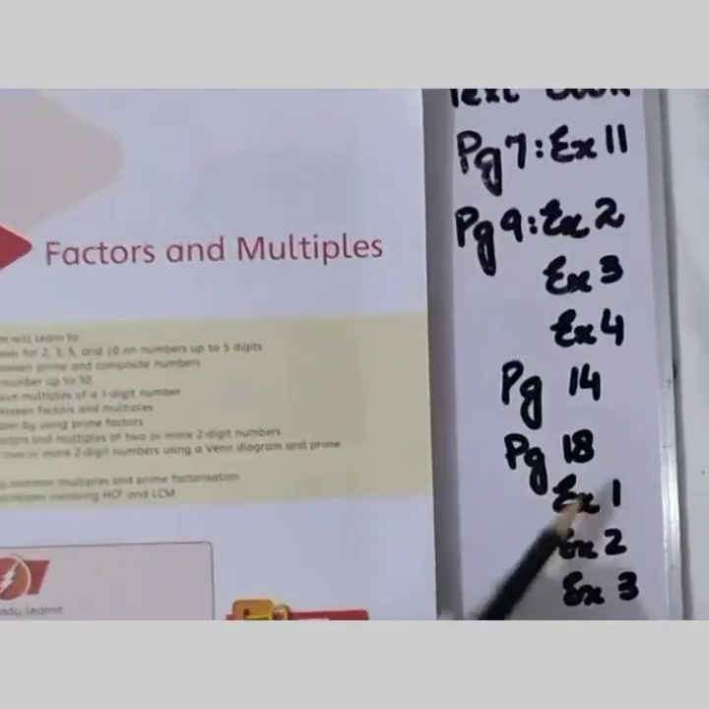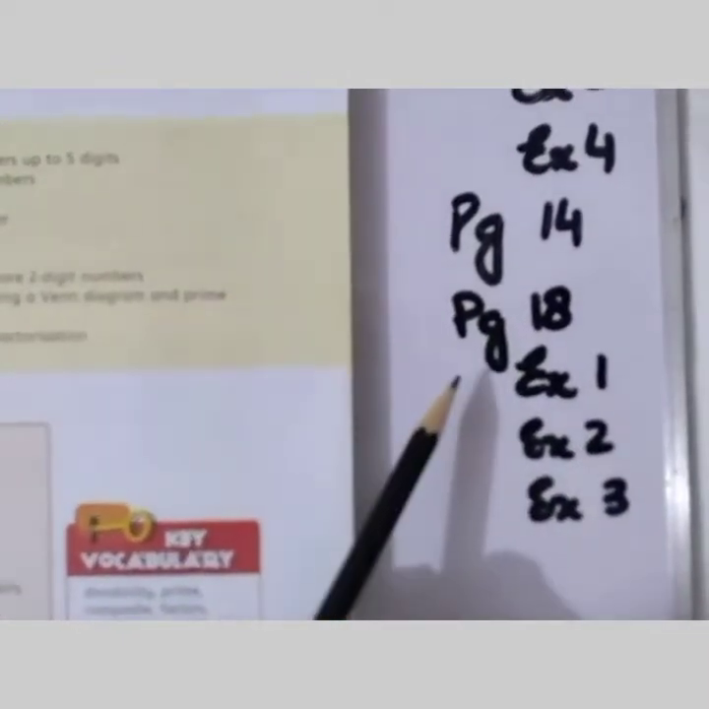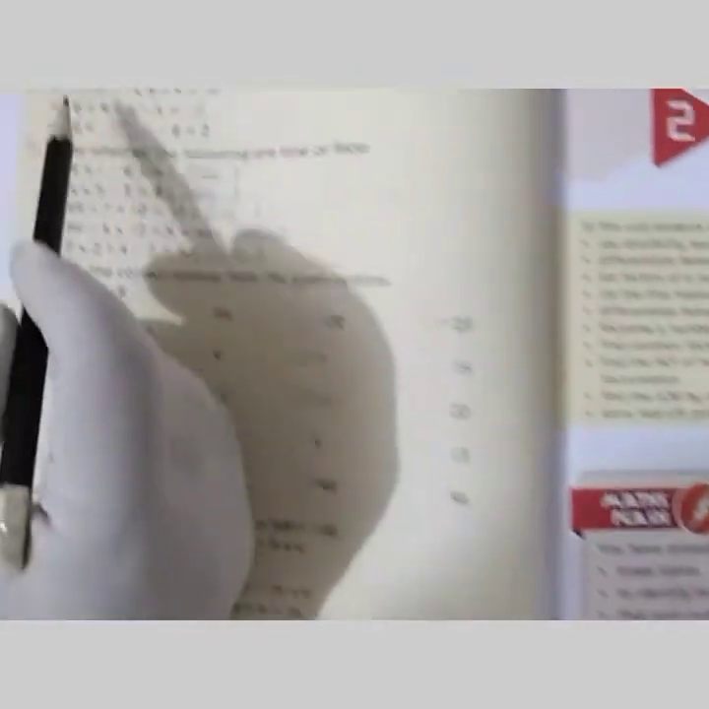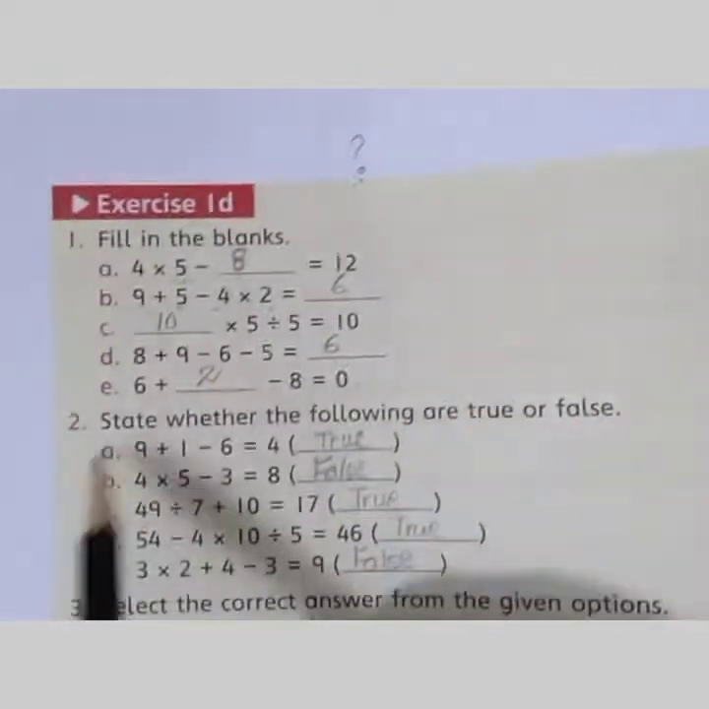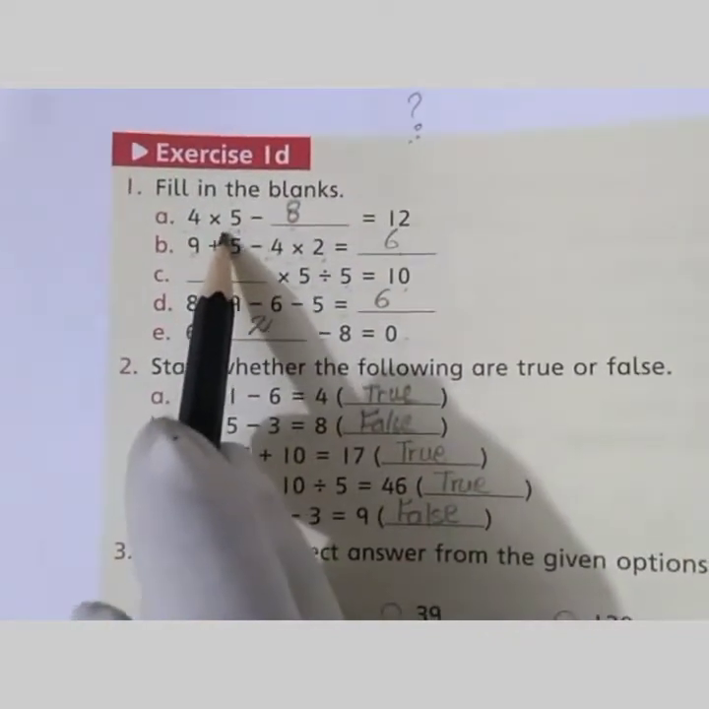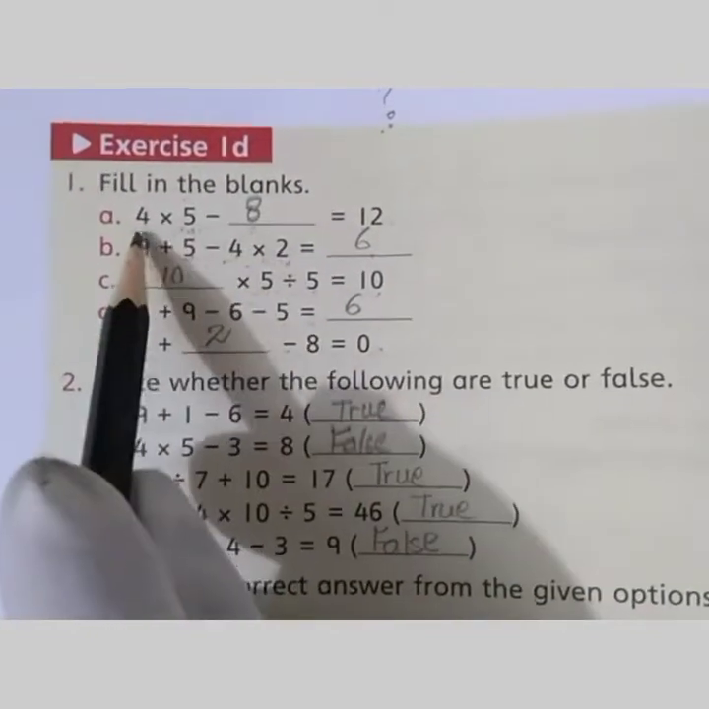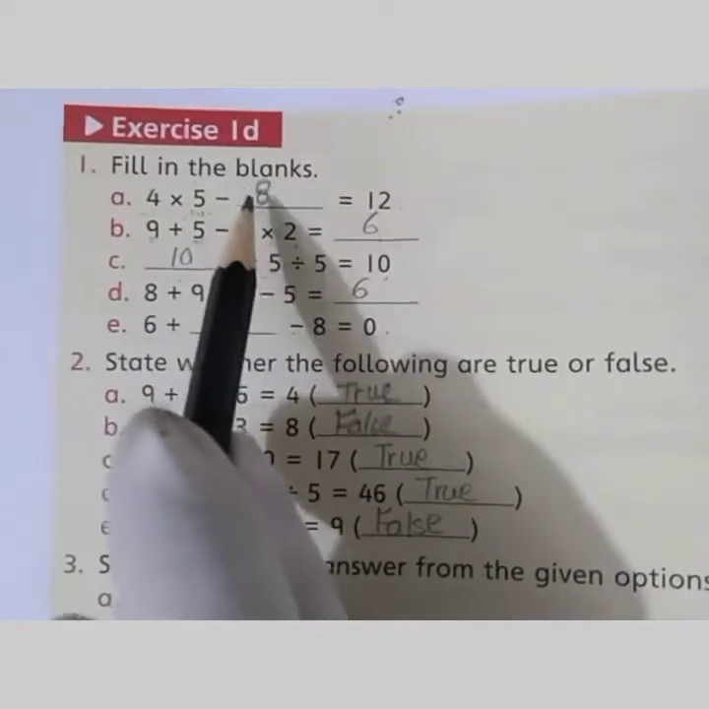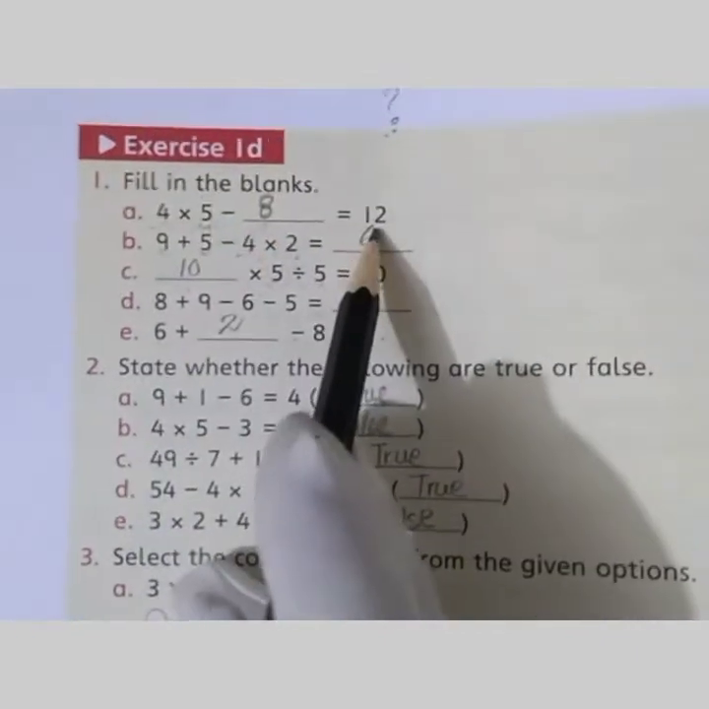Now page number 18, exercises 1, 2 and 3. All these exercises you have to complete in your textbook. Look at the questions. Page 18, exercise 1D. First write the date over there. Fill in the blanks: 4 multiplied by 5 minus 8. By using the DMAS rule, first we multiply, then we subtract. 4 fives are 20, 20 minus 8 is 12.